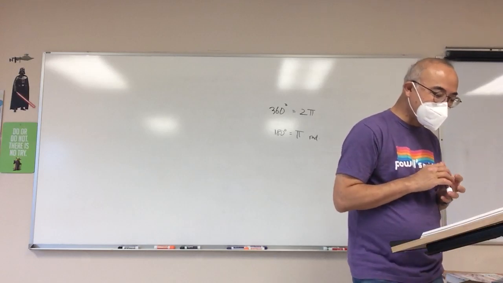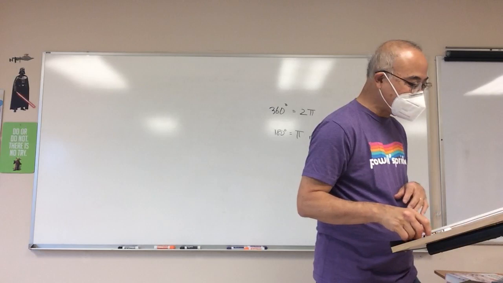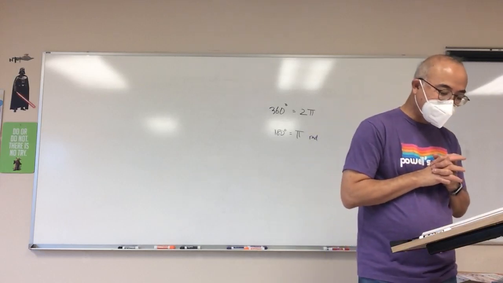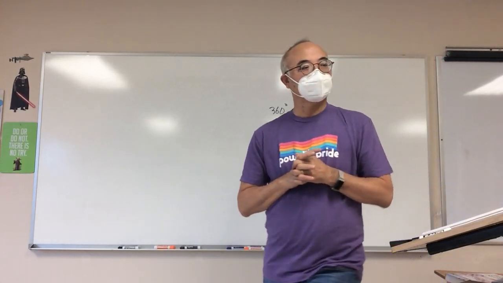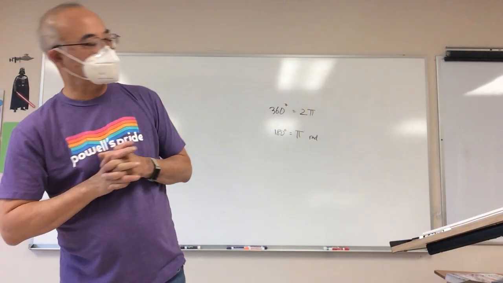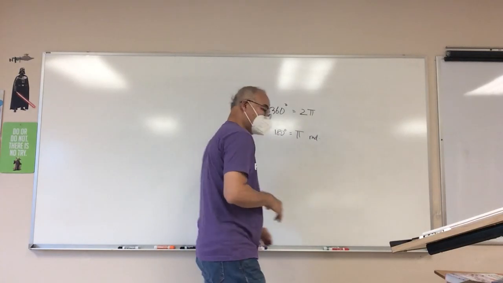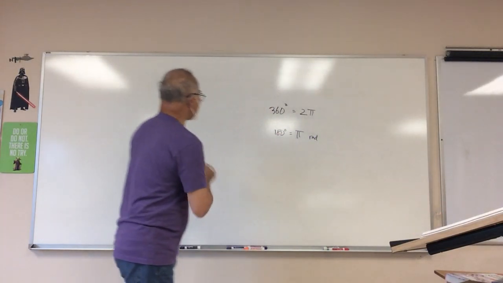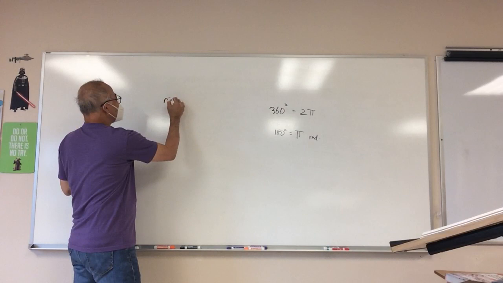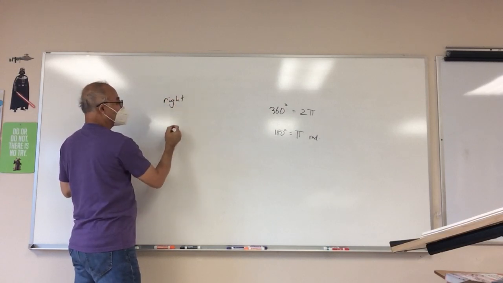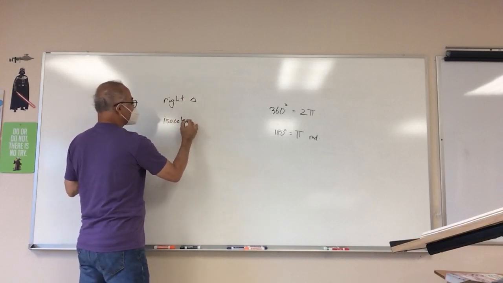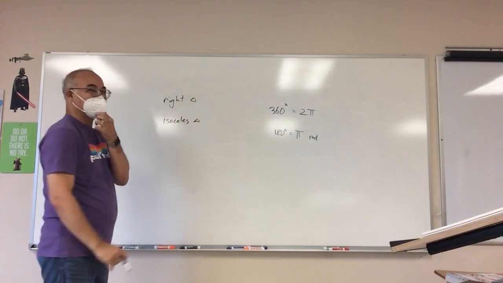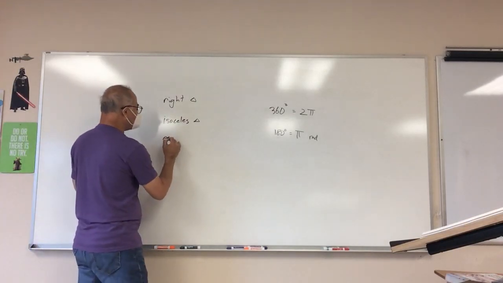Let's move on to triangles. Every triangle contains 180 degrees. What kind of triangles do you know? You know right triangles, right? There's a right triangle. What else? Isosceles. Okay. Isosceles triangle. Equilateral. Okay, good.